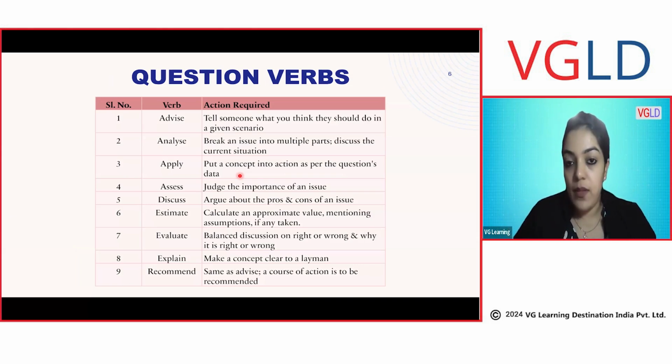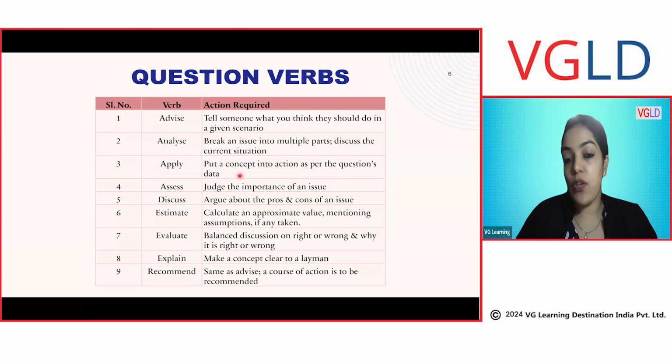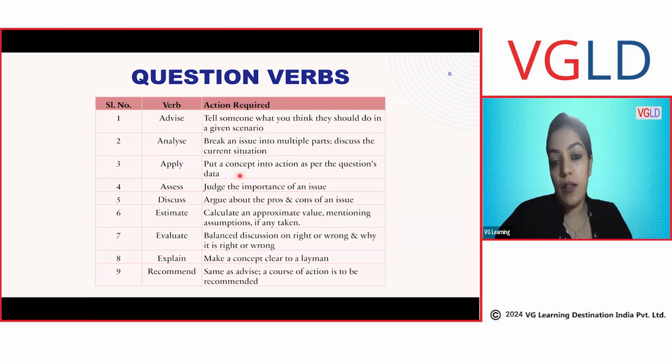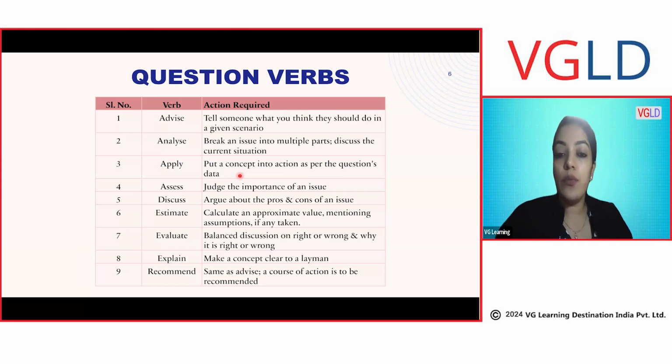Then let's move to the next and the last slide from this deck, and that is the question verbs. I'm sure if you remember the practice exam that I had opened up, there were question verbs like advise, calculate, describe or discuss, then evaluate. All of these types of question verbs will be given to you that you have to do this in the question.